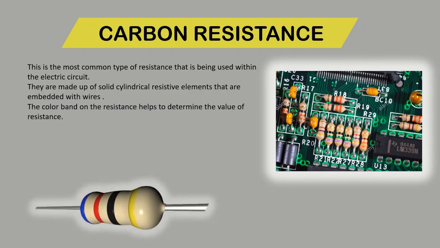Now, as you can see here, a carbon resistance has been placed where four color bands are there. Each color band has a specific significance. The first band shows the first significant digit, the second band shows the second significant digit, the third band acts as a multiplier, and the fourth band acts as tolerance.